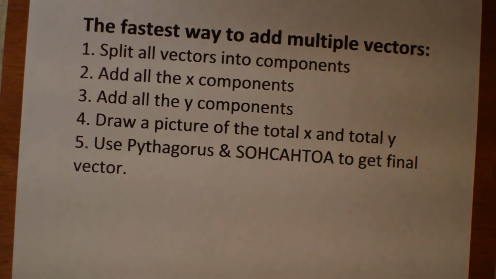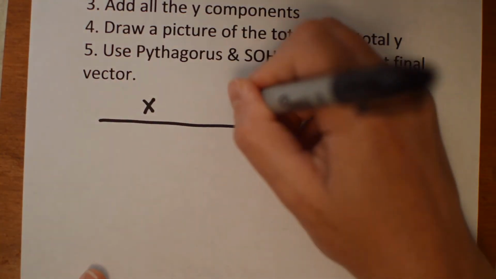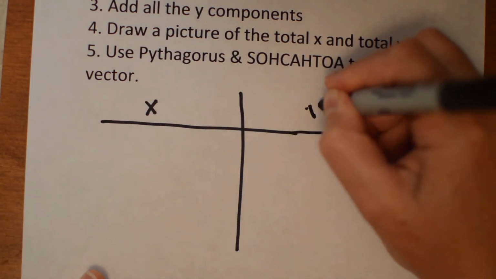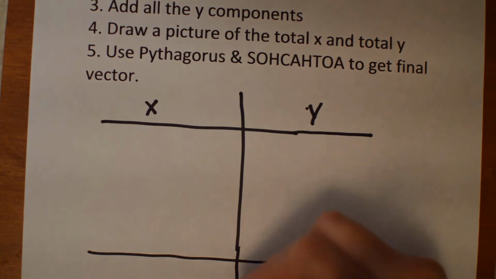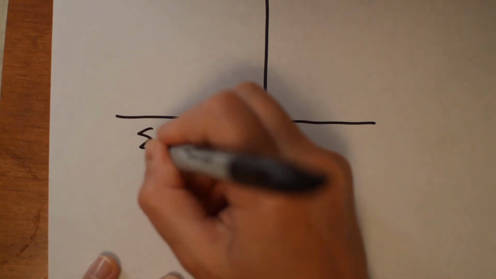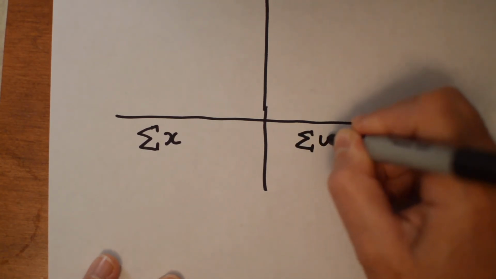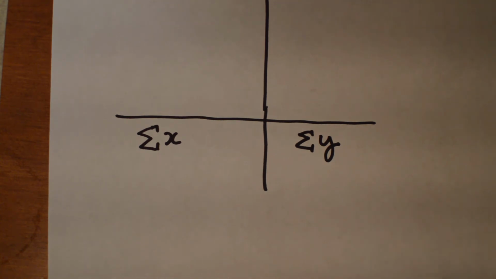Next, you're going to take all the x components and add them up. So you're going to make sort of a column of x stuff and add up all the x components. Make a column of y stuff, add up all the y components. What you're going to get is a net x, a sum of all your x things, and a net y, a sum of all the y things. That little symbol, capital sigma, means sum of. It means just add up all your x and y.